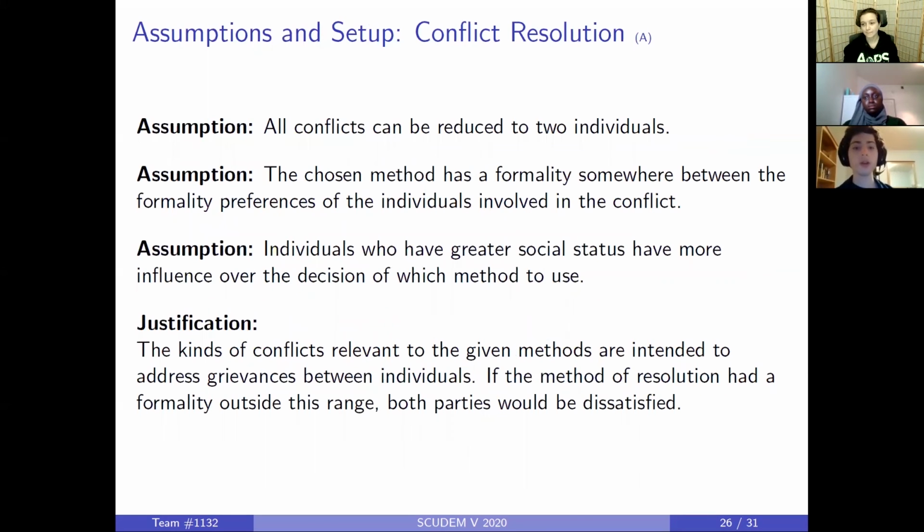We also created a model for how conflicts would occur and be resolved between individuals, though we didn't have the time to create a computational representation of this. For this, we assumed that all conflicts can be reduced to conflicts between two individuals, where the chosen method between those individuals has a formality somewhere between their formality preferences, and individuals with a greater social status have more influence over the formality of the chosen method.